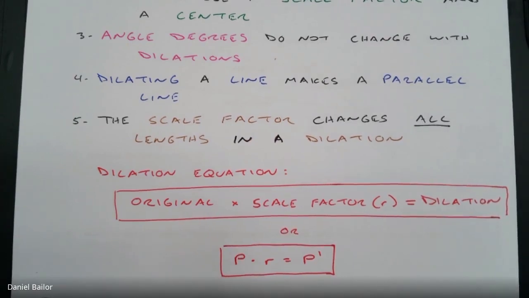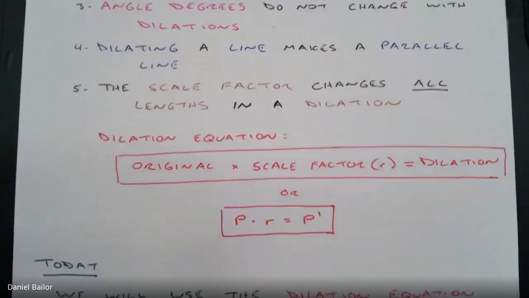This is the equation you have to remember. If I give you P and I give you r, you can find the P prime. You can find the dilation. If I give you the original and the dilation, you can use algebra to find the scale factor. So if I give you two of these pieces, you can find the missing piece. So this equation we're going to use today, it's important for you to know, so write it down and try to memorize it.